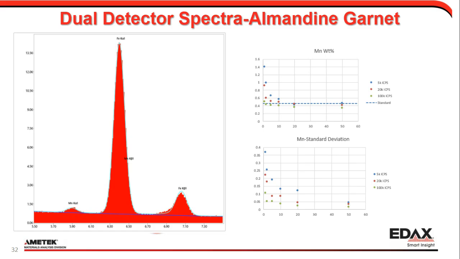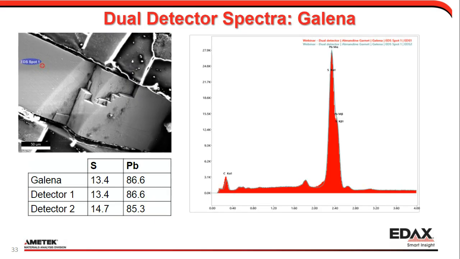If we do something similar to the sample with topography, we get slightly different results between mapping and spectra. So this is a lead sulfide, galena sample, and I have quite a bit of topography on the sample, as you can see in the image here. So I started off with just a single acquisition in the flat-ish part of the sample, and we can see that it's supposed to be 13.4 weight percent of sulfur, 86.6 weight percent of lead. And there's a slight difference between the two detectors, but they're pretty close to the certified values.